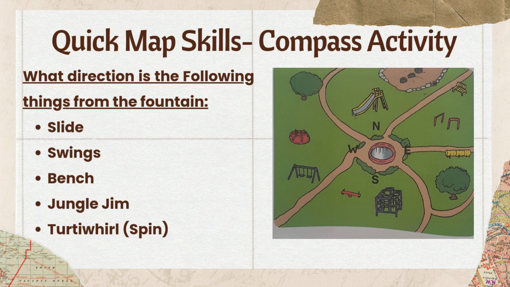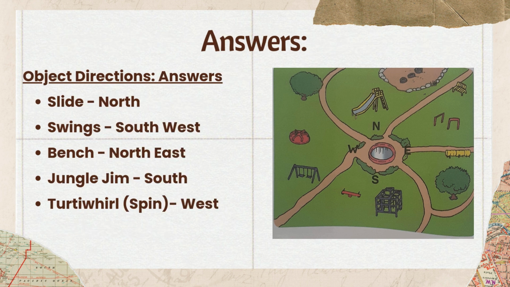Okay, now that we're done with that, let's look at the answers. So looking at this activity, we quickly can see that from the fountain, the slide is north. From the fountain, the swings are south west. From the bench, they're northeast. From the jungle gym, they're south. From the turtle well, it's west.